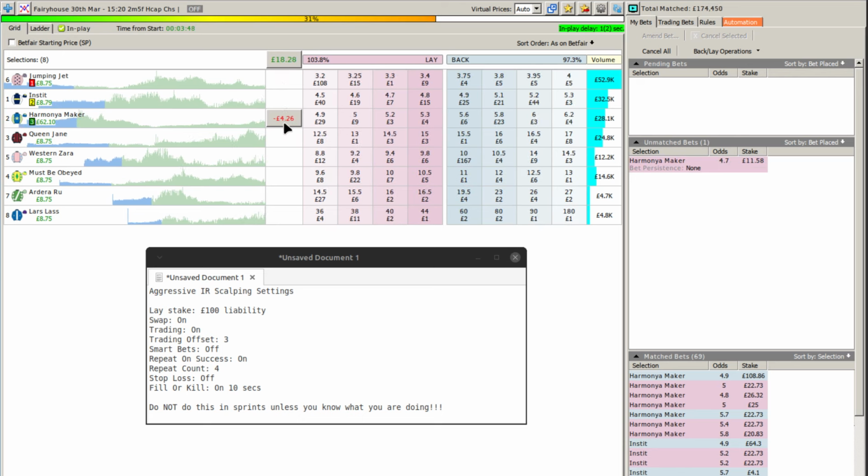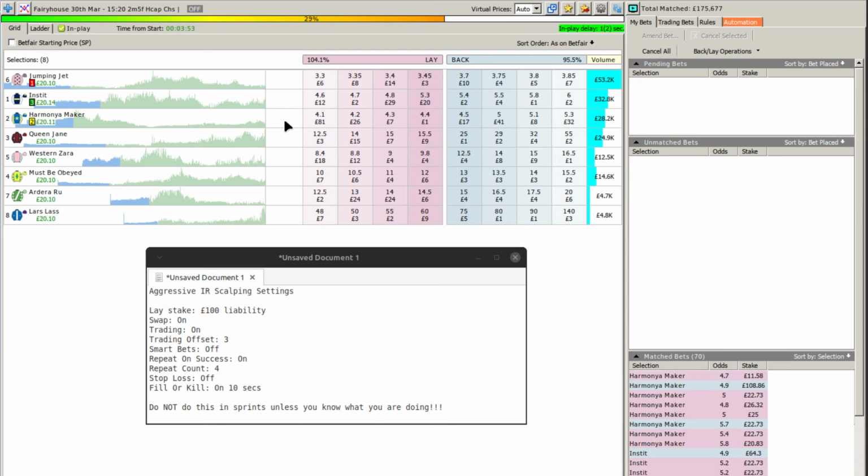So all in all, that worked out okay, although it wasn't my finest trade, I have to admit. But there you have it. Another example of in-running scalping.